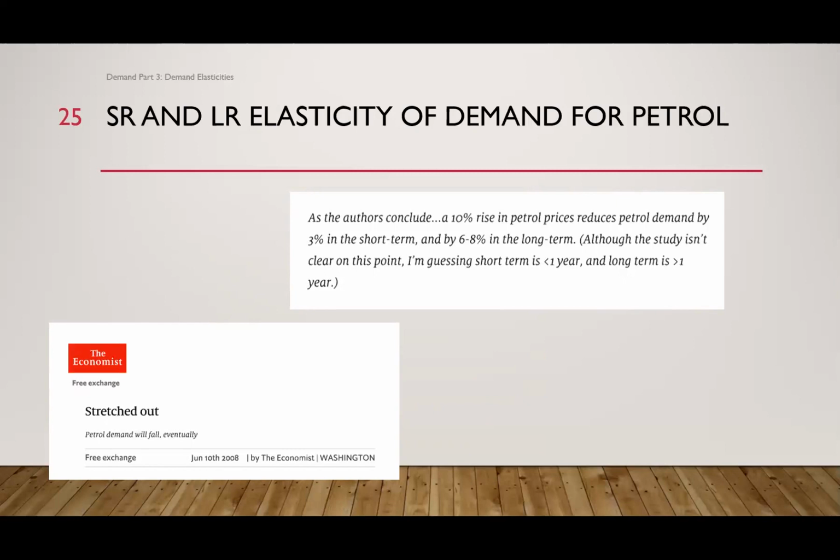So again, as we said, the elasticity of demand is more elastic in the long run than the short run. I will point out, notice here, by the way, that even in the long run, it's still inelastic. It's less than 1, right, 0.7. But we're just saying it's more elastic than in the short run. So just be careful about that distinction.